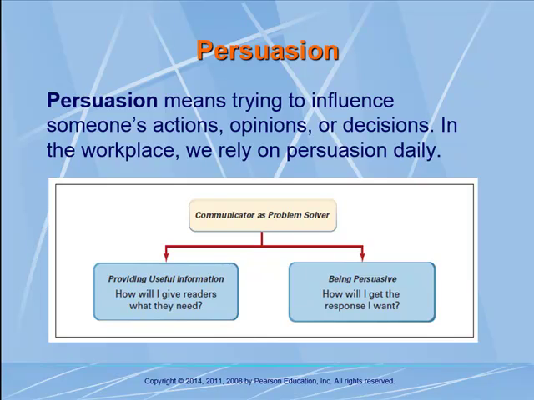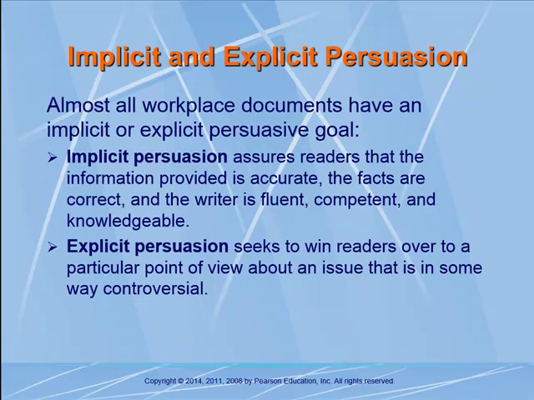Also being persuasive. And being persuasive means getting the response that you want. So it doesn't just mean convincing somebody to believe something or do something. And Lannon addresses this by dividing up persuasion into implicit and explicit persuasion. So when you're trying to convince somebody to do something, you're trying to convince somebody to agree with you, that's explicit persuasion. But every message you give has an element of implicit persuasion. And this is when you want your readers to believe in your competence, in the accuracy of your information that you're providing them, in your concern for them, in your ability as an employee, your ability as a colleague, your truthfulness, your intelligence, all these sorts of things.